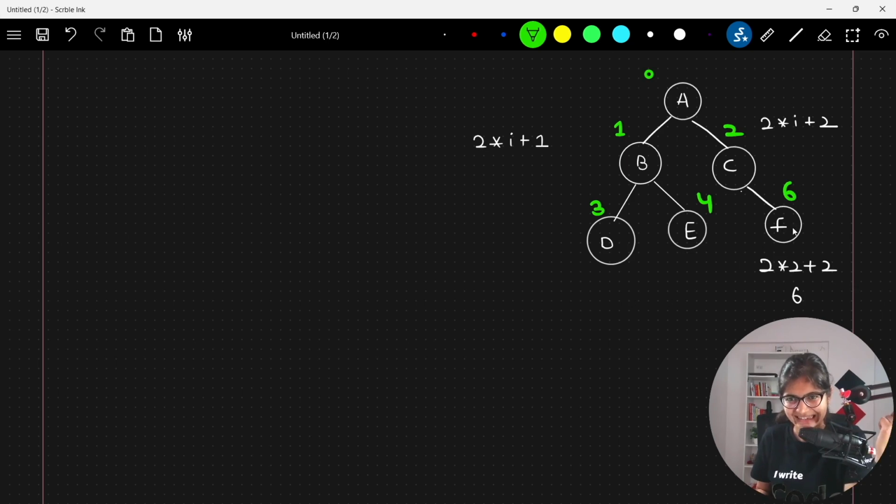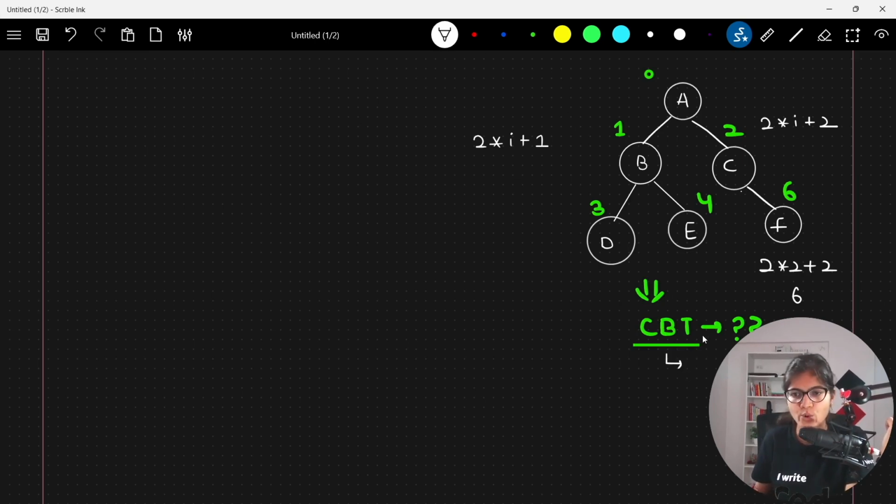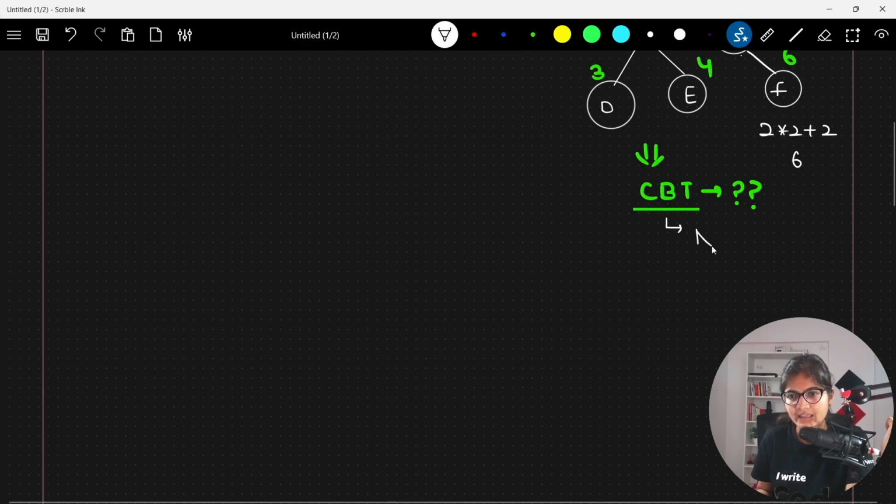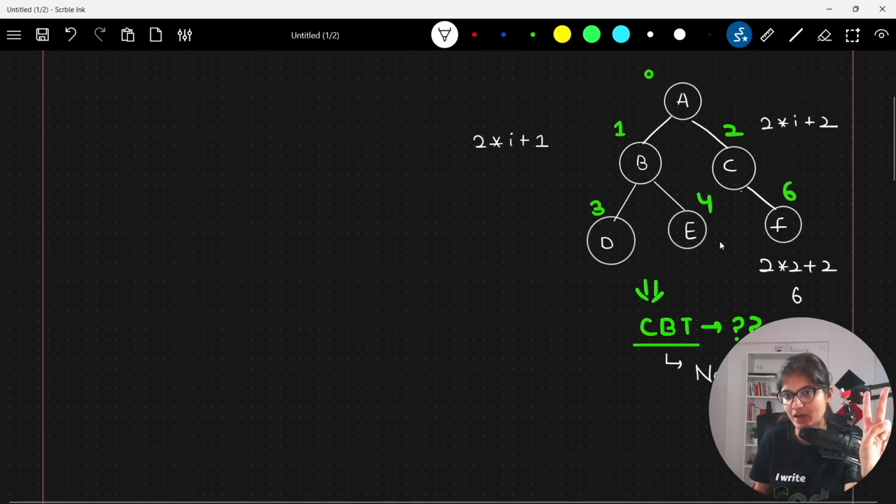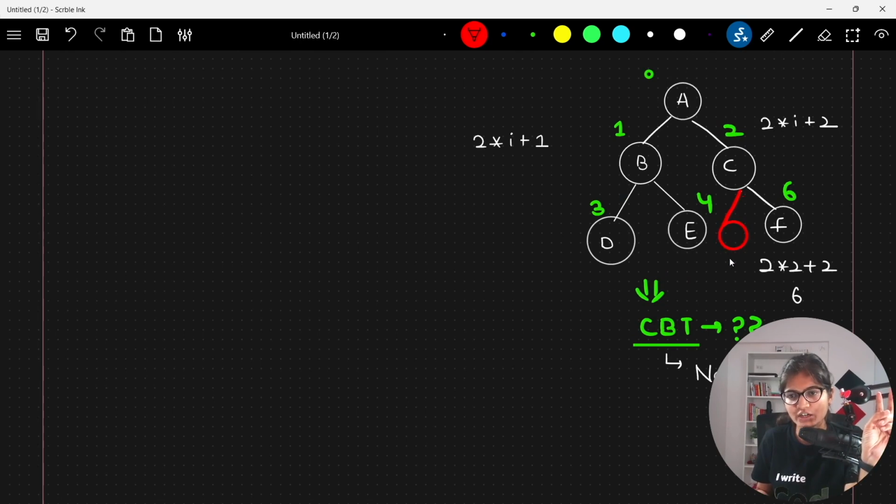But if I create this kind of an architecture, can I call this a valid CBT? Can I say that this is a valid CBT? So the answer is no. Why? Because the second condition is violated. The left part is not filled up, and we are directly jumping to filling the right side. So it's not a valid CBT, right?